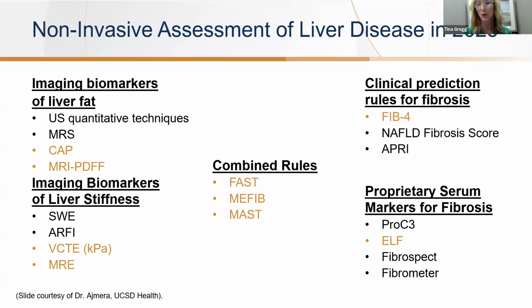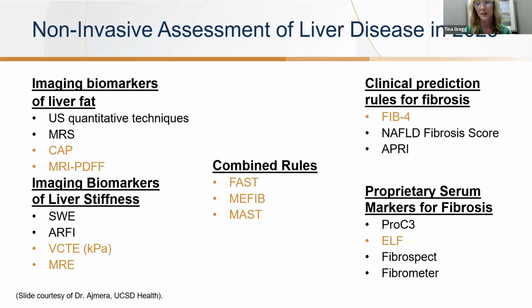Over on the far right, we have serum tests that we can use to predict fibrosis, such as the FIB-4 score, the NAFLD fibrosis score. This was named before the nomenclature change a couple of years ago. We have the APRI. We also have proprietary serum markers for fibrosis, such as the PRO-C3, which we usually only see in research projects. We have the ELF test, which is more commonly used these days, and we'll talk more about that.